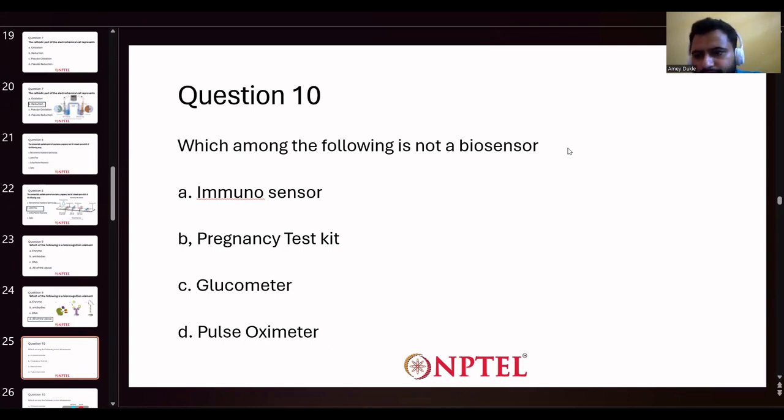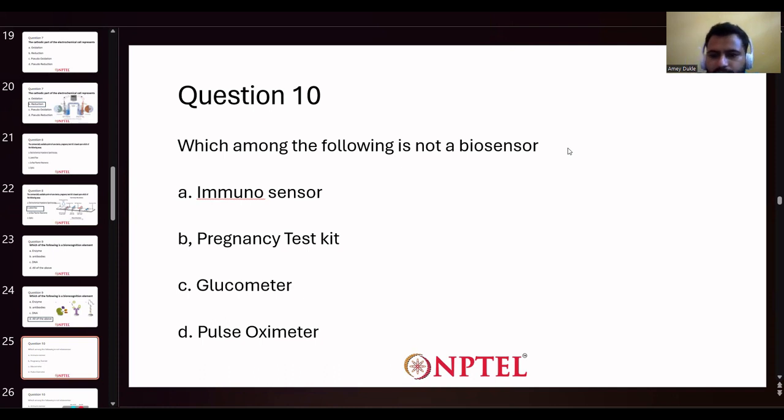It has glucose oxidase as the biorecognition element that makes it a biosensor. So pregnancy test kit, again we discussed it. It has antibodies, which are again biological recognition elements. So it again is a biosensor. Immunosensor is basically used for disease detection. It is used for detecting what stage a particular disease is. So again, for that, antibody detection is the mechanism used. So again, it is a biosensor.